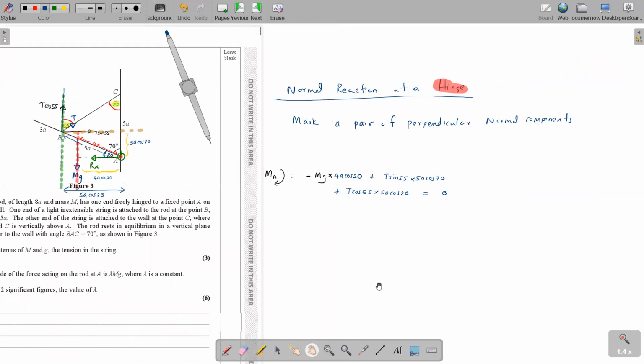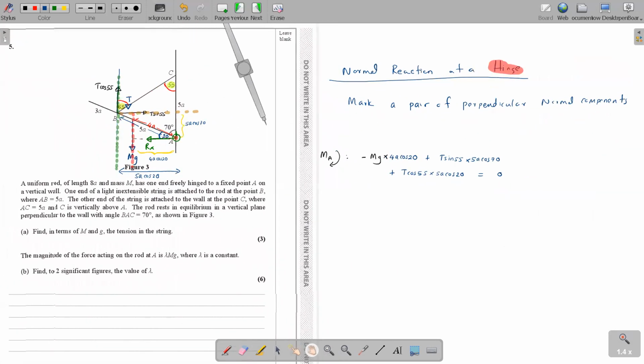And now, make T the subject. Your T comes in terms of M. So minus mg, I'll take it to the other side. So T sine 55 into 5A cos 70, and then plus T cos 55 into 5A cos 20 equals mg into 4A cos 20. They have told you to give the answer in terms of capital M and G. Don't use G as 9.8. I'm cancelling off the A.